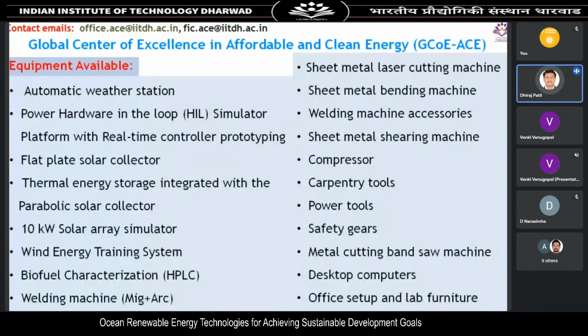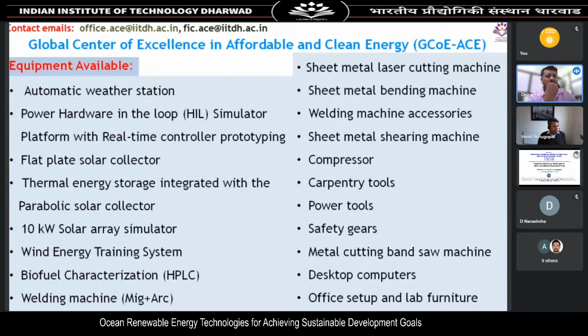Currently, the equipments available at the center are listed here. We have an automatic weather station. We have a power hardware in loop simulator for R&D purposes in power electronics. We have skill development equipment on flat plate solar collector, thermal energy collector, solar array simulator, wind energy training system. We have a lot of fabrication equipment like welding machine, sheet metal cutting machine, bending machine, as well as compressor and power tools.